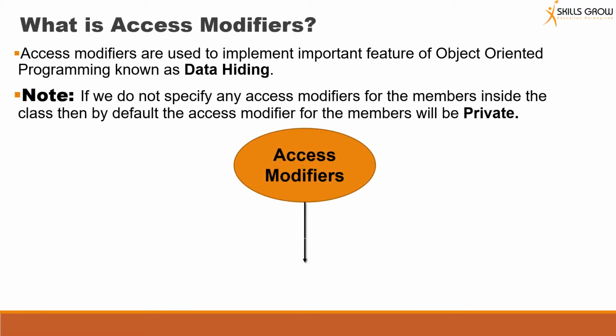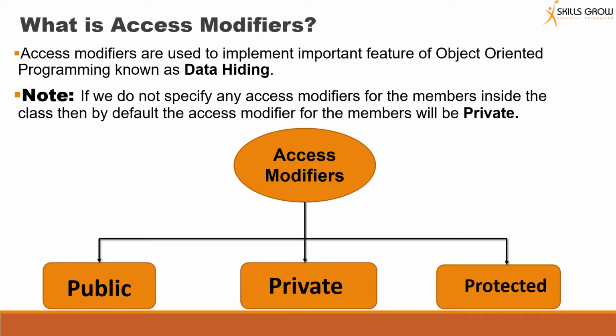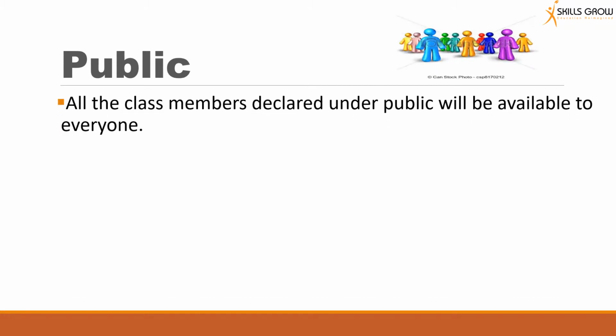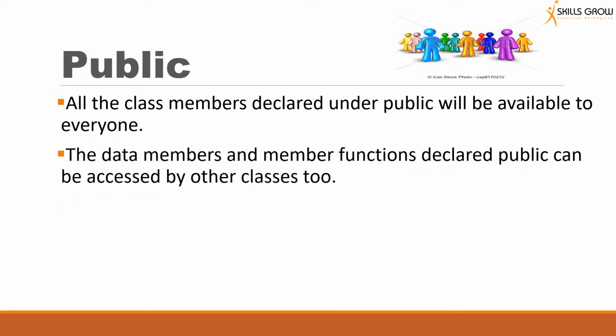There are three types of access modifiers. They are public, private, and protected. Firstly, the public access modifier. All the class members declared under public will be available to everyone. The public members can be accessed by its own class, derived class, and a friend class. The data members and member functions declared public can be accessed by other classes too.